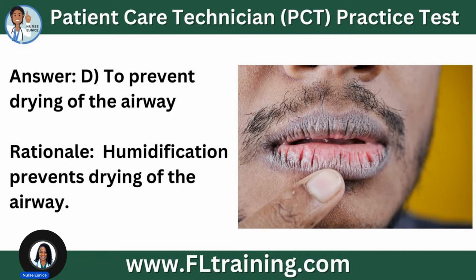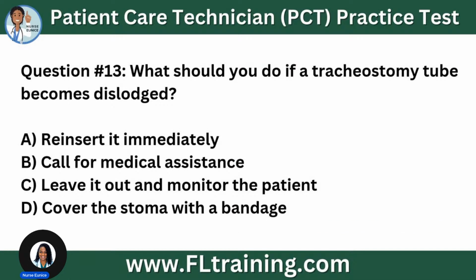And when you see those trach collars, that is providing moisture, it's providing humidity. So make sure you put it back on your patient. Question 13, what should you do if a tracheostomy tube becomes dislodged? Dislodged means it comes out. What do you do? A, reinsert it immediately. B, call for medical assistance. C, leave it out and monitor the patient. D, cover the stoma with a bandage.